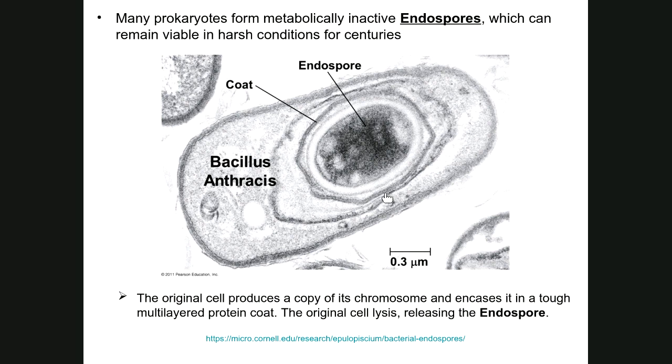At the same time, the prokaryote will make a copy of its circular DNA, or chromosome, that contains its genetic information, and place that copy within this protein coat. The rest of the prokaryote, in this case B. anthracis, if you want to use it as a specific example, undergoes lysis. It breaks apart, releasing this little structure called an endospore that has a protein coat around it.